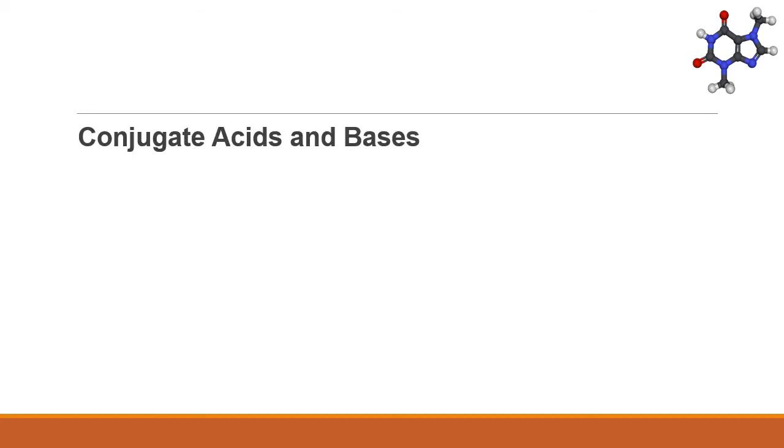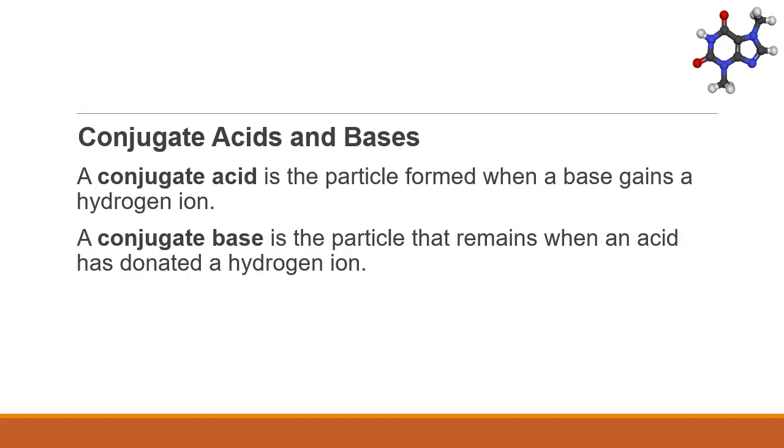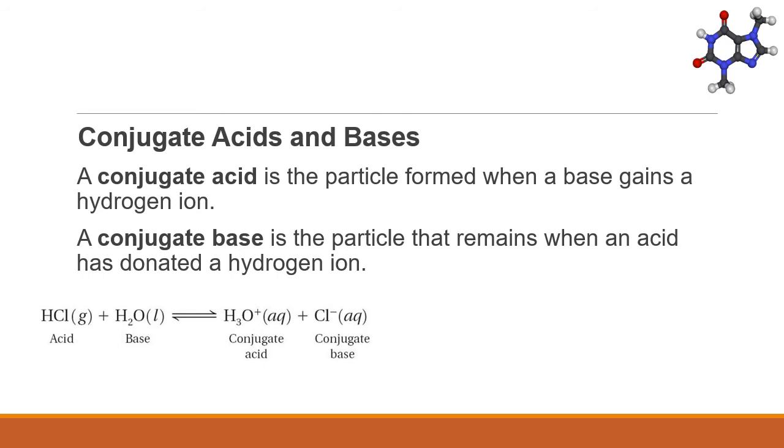Bronsted-Lowry further classifies acid-base products into two types based on a conjugate acid-base pairing. A conjugate acid forms from a base reactant. A conjugate base forms from an acid reactant. Let's look at this reaction to identify the conjugate acid-base pairing. In this reaction, HCl is the acid and H2O acts as a base.